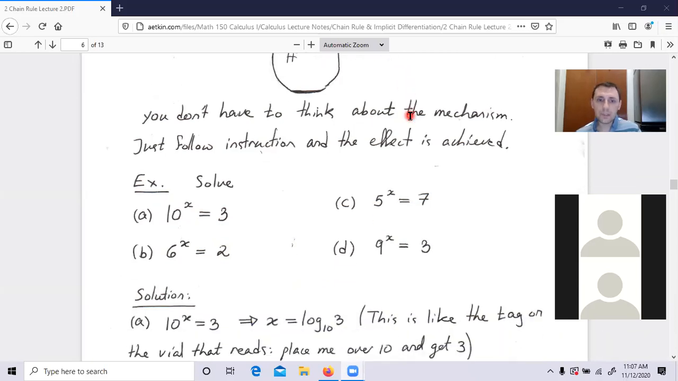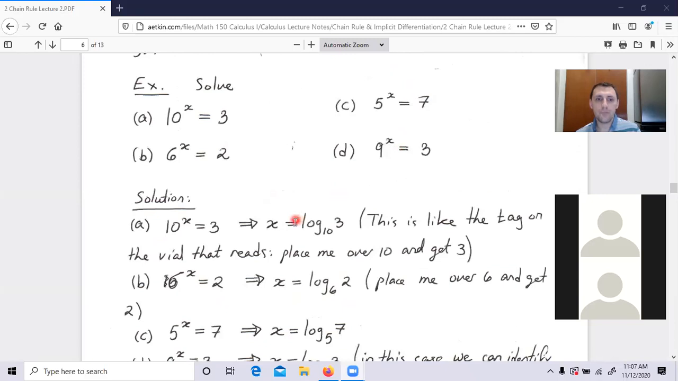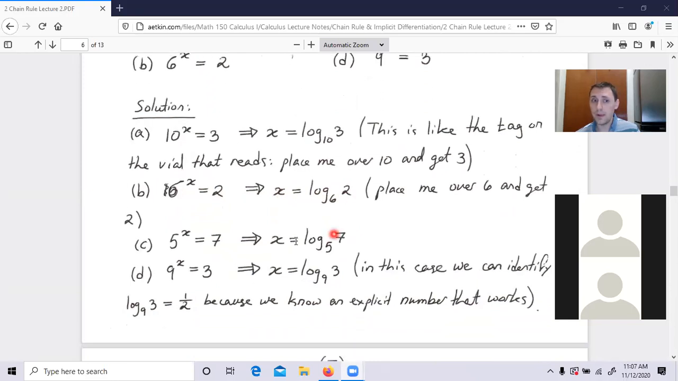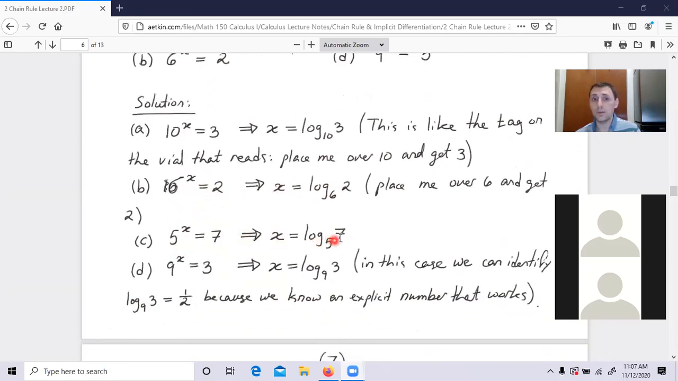So the solutions, as many of you have said, are for a, it's log base 10 of 3. It means just something that you place over 10 to get 3. That's what the solution is. The solution for b is log base 6 of 2. The solution for c is log base 5 of 7. The solution for d is log base 9 of 3, but we can guess the answer is 1/2 because take the root of 9 and you get 3.